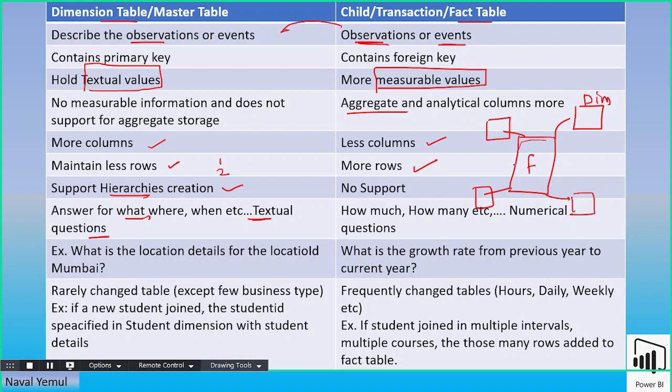And when it comes to the fact table, as we have seen, it holds most of the measurable values. If it holds measurable values, you can answer questions like how much, how many, and so on. What was the growth rate from the previous year to the current year? With the help of the sales column, you can do that. But with the dimension table, you can ask questions like what are the location details for a location ID, Mumbai, and so on. So this is the basic difference between your dim table and your fact table.